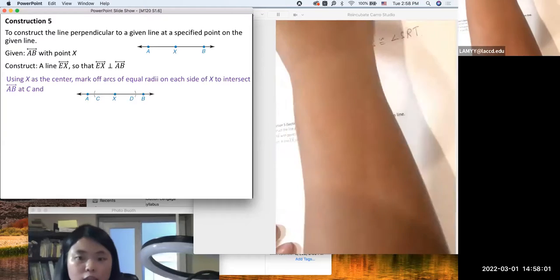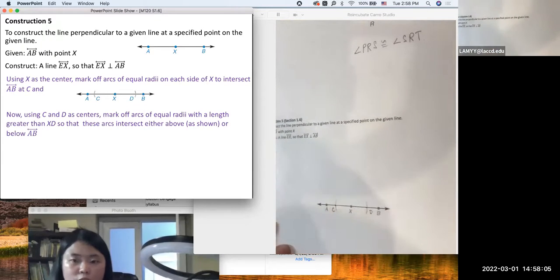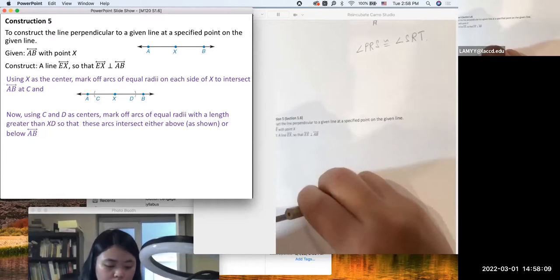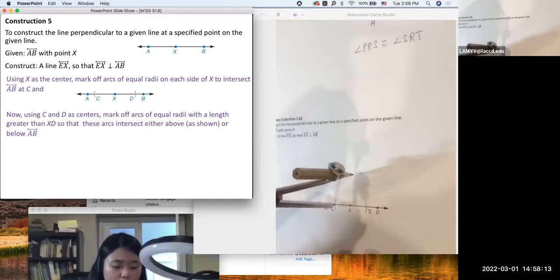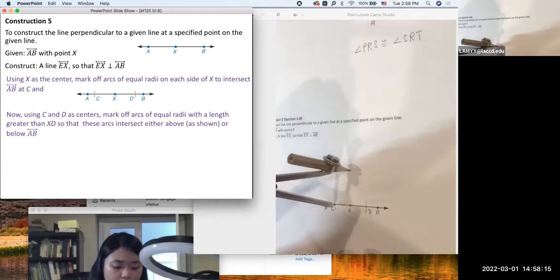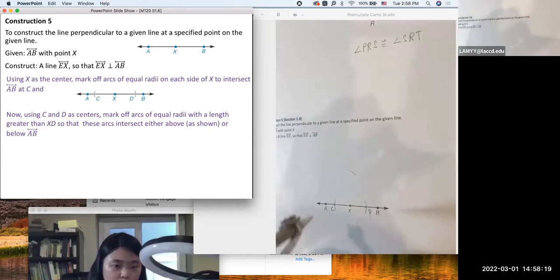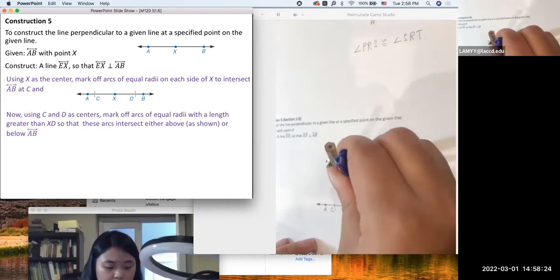Okay, and then now we're gonna use the C and D as a center. Use the C and D as a center, and it's gonna mark an arc here. Use the same radius at the D to mark an arc here.